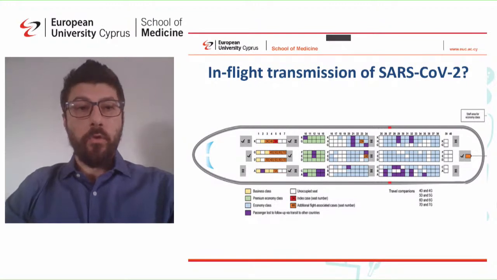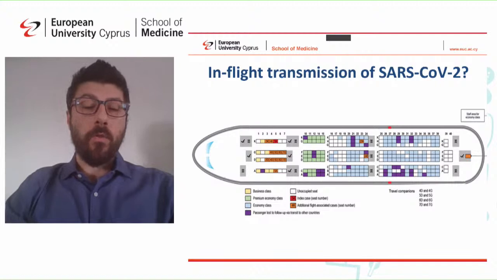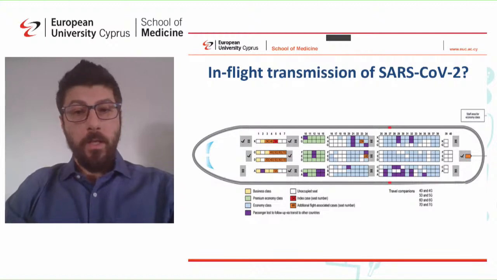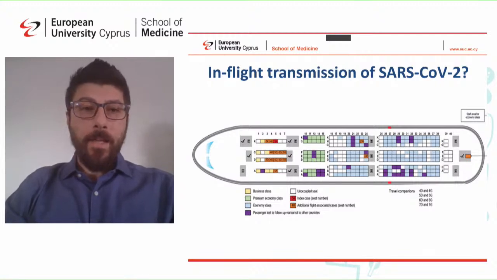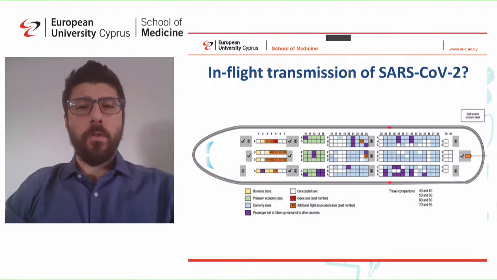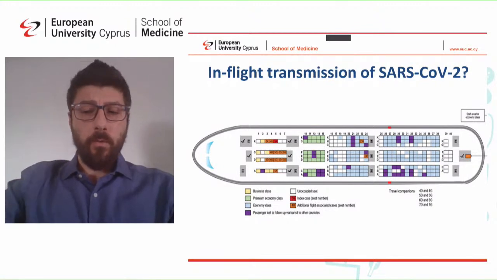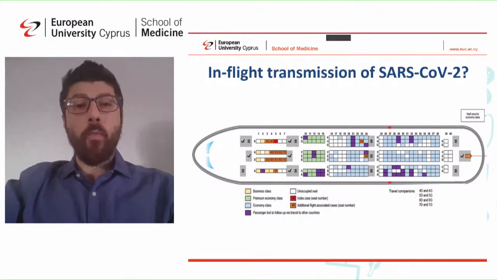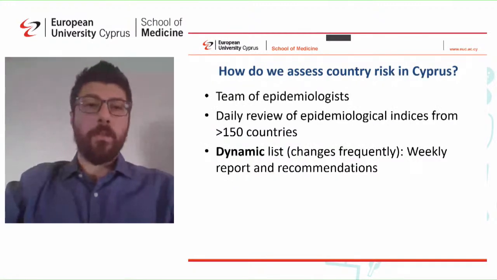person-to-person transmission. So is in-flight transmission of SARS-CoV-2 possible? Yes. Is it likely? No. According to some data, the possibility of transmission is around 1 in 4,000 or even lower. So you realize how low it is. However, still we apply measures, and these are what protect us.